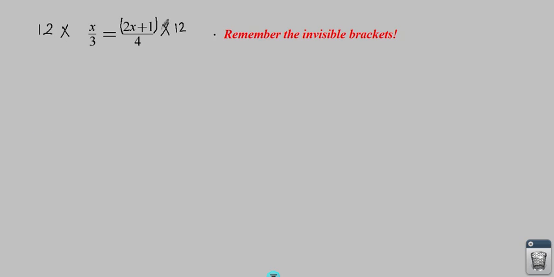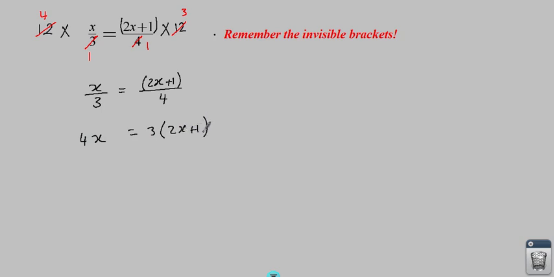But when you do this multiplication, look what happens. The 3 cancels with the 12, giving us a 4. And the 4 cancels with the 12, giving us a 3. So it seems that x over 3 equals, let's write the invisible brackets, 2x plus 1 divided by 4 simply became 4x equals 3 times 2x plus 1.